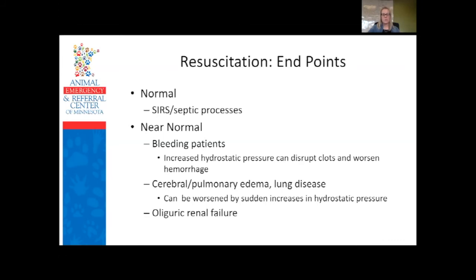So there's that subset of patients in which you might actually be okay with a heart rate of 160 and a blood pressure of 80. It's kind of counterintuitive to how you may want to resuscitate a patient, but there's a certain subset where you can actually feel pretty good about achieving that.